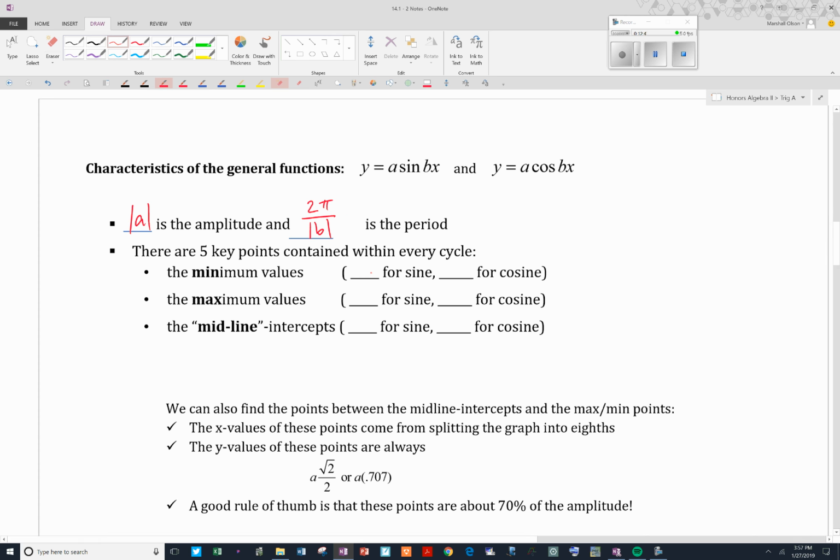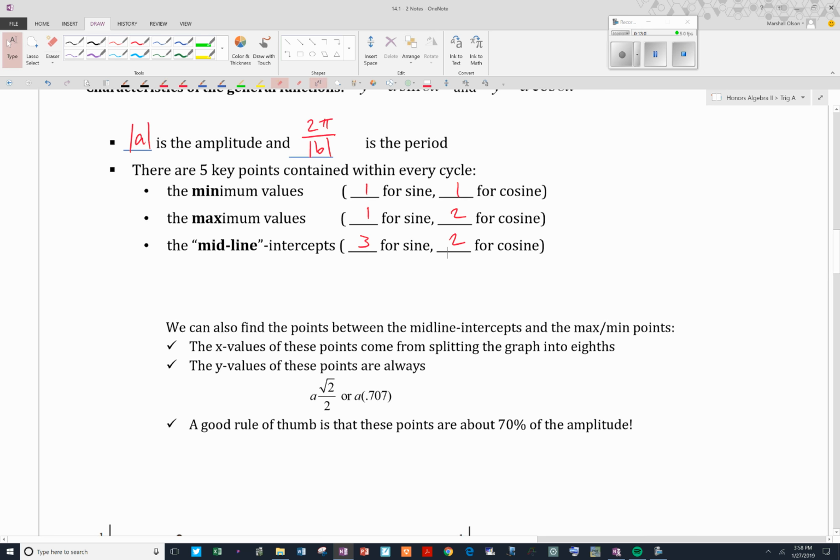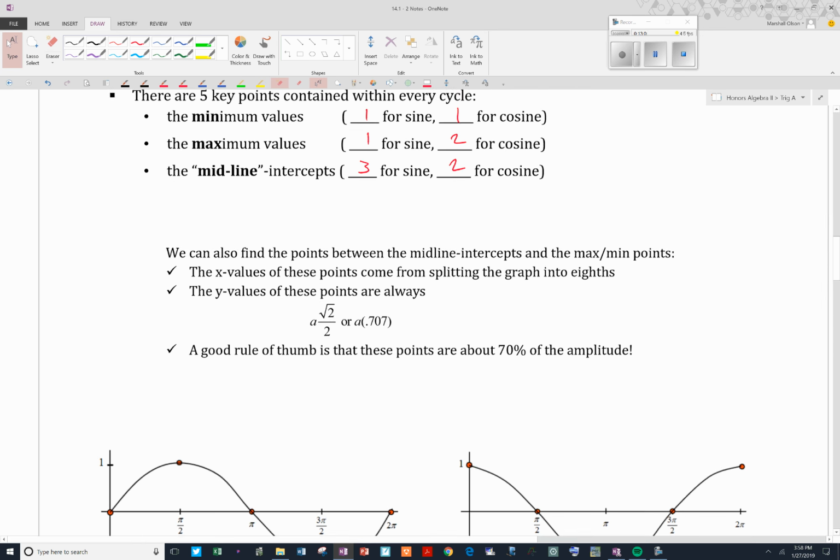There is 1 minimum for sine, 1 maximum for sine, and then 3 midline intercepts for sine. Cosine has 1 minimum value, 2 maximum, and 2 midlines. Okay, not really something you need to memorize. With the amount that we do these, you're going to get pretty used to that idea. And then we also found those square root of 2 over 2 points.